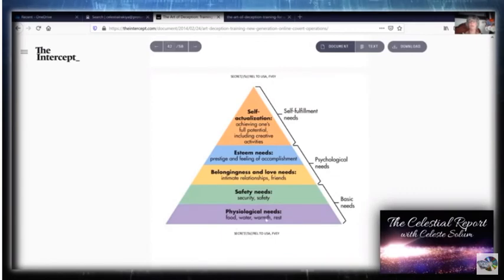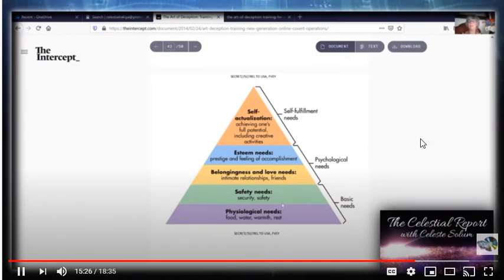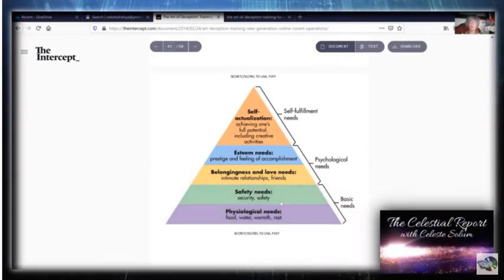So right now we have our physiological needs. So we have food, warmth, water, rest. Safety needs has pretty much been stripped away from us. We do not have security and we do not have safety. And no, it does not come from the government. Belongingness and love needs, intimate relationships and friends. So they've taken that away from us.